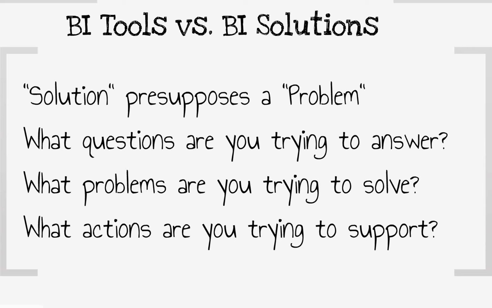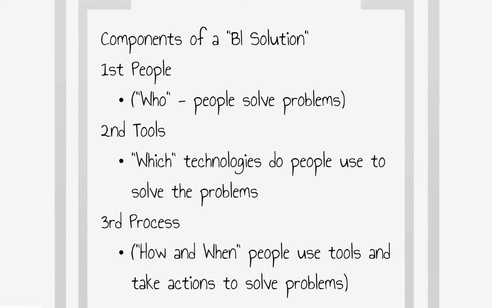I just want to leave everyone with a thought today that the topic is a little bit larger than just put on a spreadsheet and life is good. You should go a little bit deeper into the people and process side. So components of a BI solution: who are the people that are going to be solving the problems? And then talk about what are the technologies that they're going to use to solve those problems. And of course, a process is just wrapping around the whole thing. How and when are people going to use those tools to take actions to solve problems?